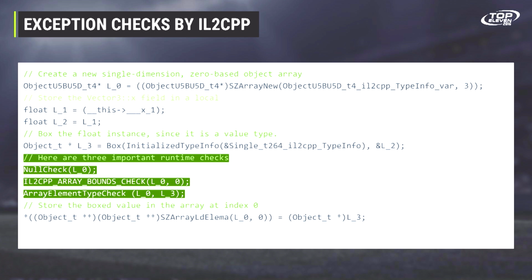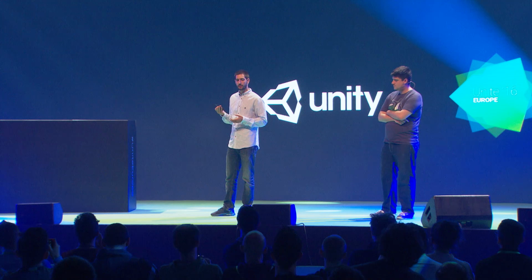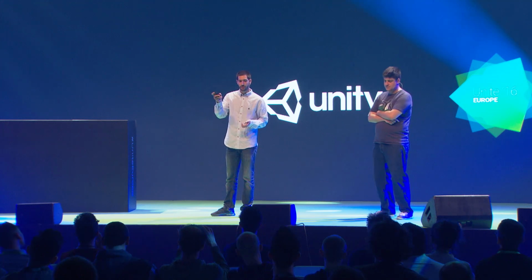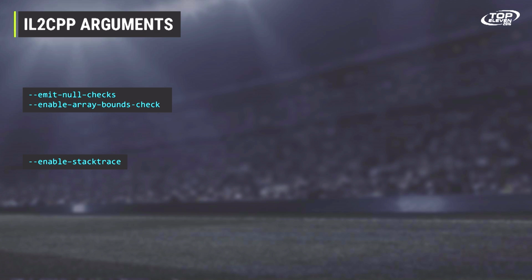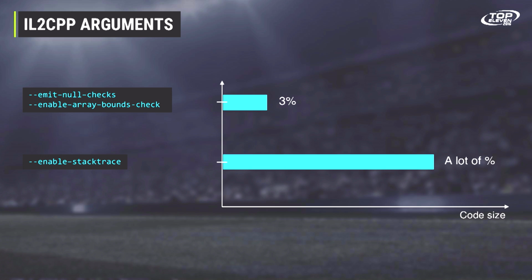And here are the exact flags that get passed to the IL2CPP compiler. When you select explicit exceptions, none of these flags get passed. But when you select full exception support, you get null checks, you get array out-of-bound checks, and you get stack traces, which we found a little bit odd. And then we profiled these flags separately, and here is what we found. Null checks and array out-of-bound checks increased the code size of our game by about 3%. But we were shocked when the stack traces completely destroyed the performance of our game.